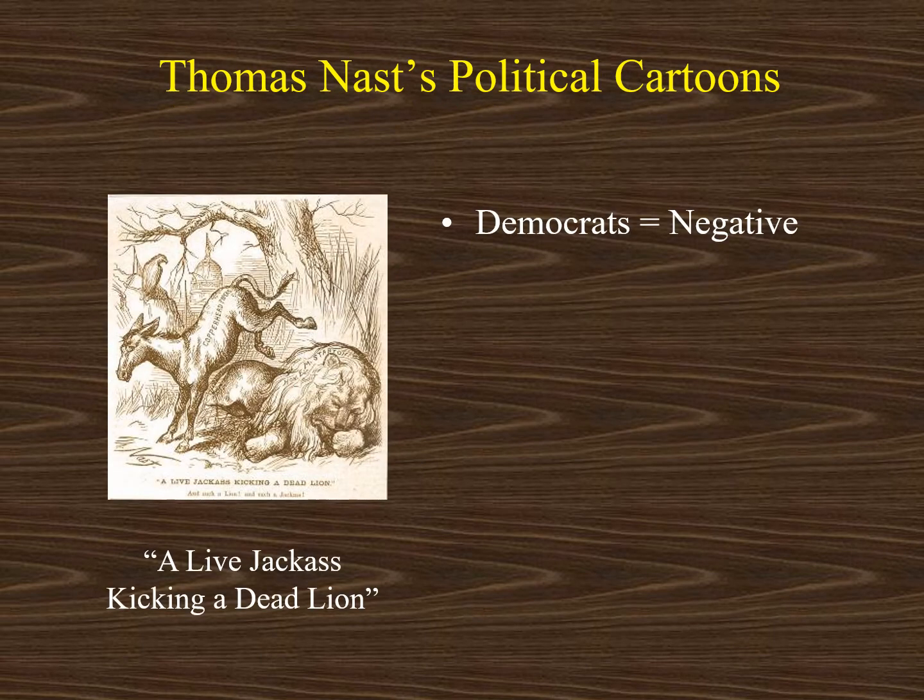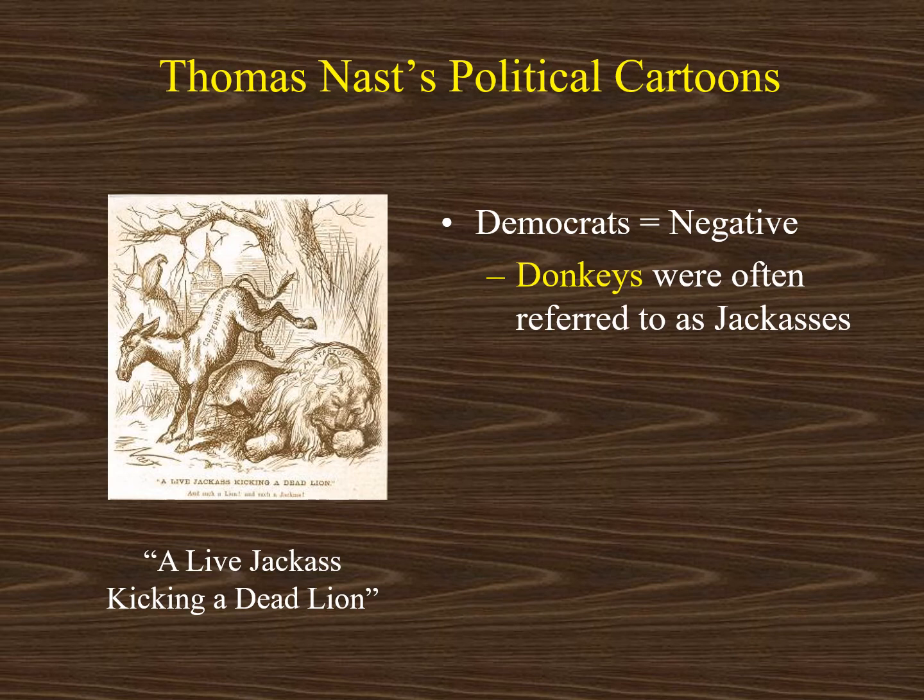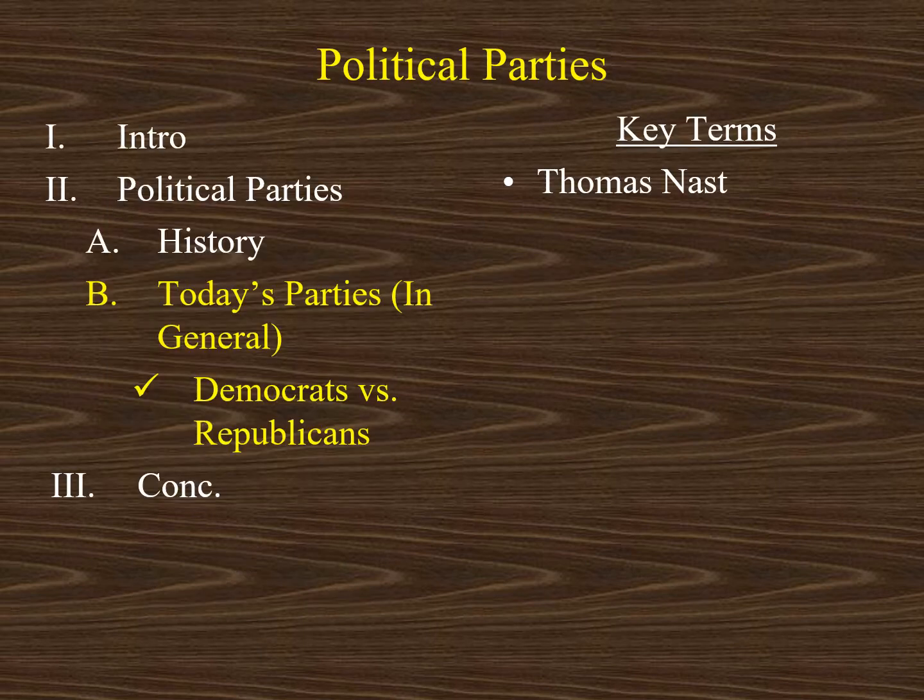Nast wanted to portray Democrats in a negative light, and so he linked donkeys, which were often referred to as jackasses, to the Democratic Party. Both of these symbols stuck over the years. I think that's enough of the history. I'd like to spend most of the time in this lecture addressing today's political parties.